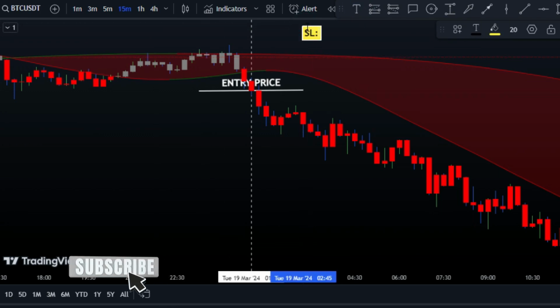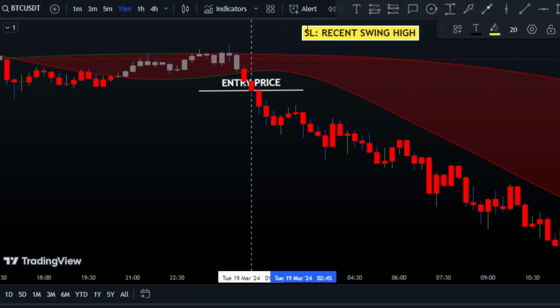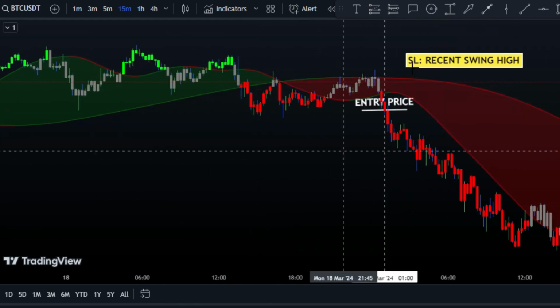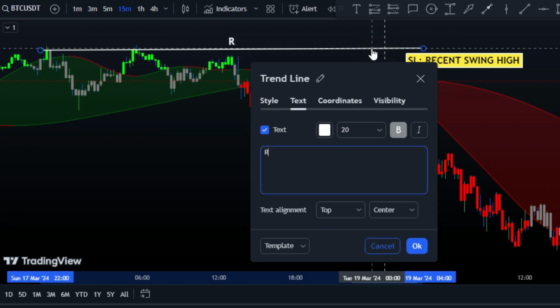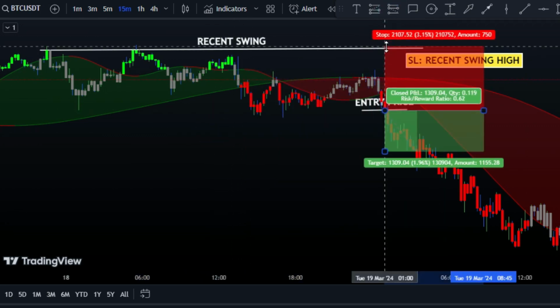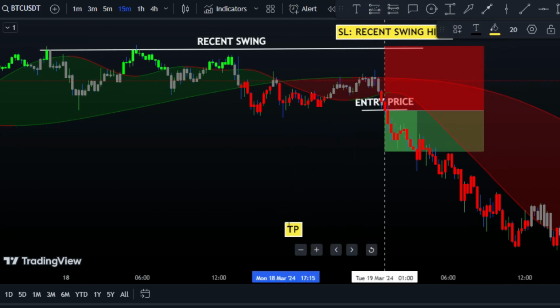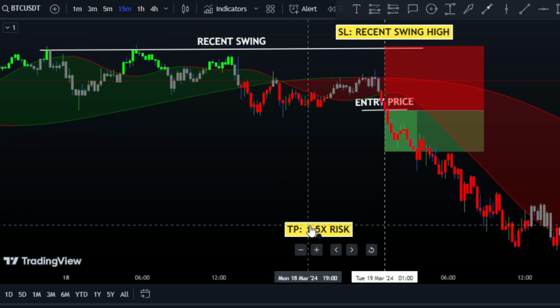After that, set your stop loss slightly above the most recent swing high of the market to manage your risk. Lastly, establish your trade target at 1.5 times the trade risk, allowing you to maximize potential profits.